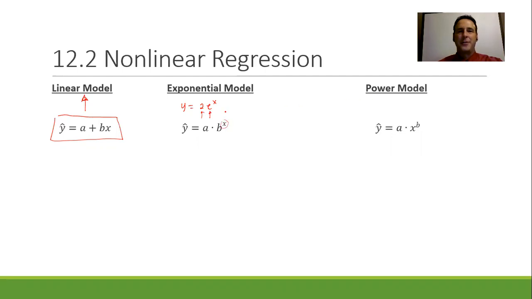And a power model almost looks like an exponential model. The only difference is that your base and your variable, which is a power, are reversed. So your input is now the base number, and you're going to have a standard constant for your power. Okay, let's look at exponential first.